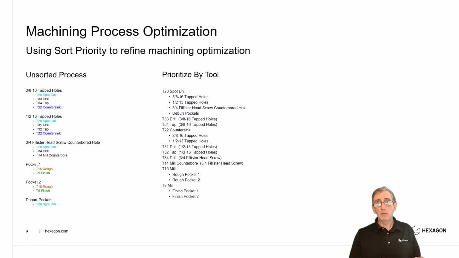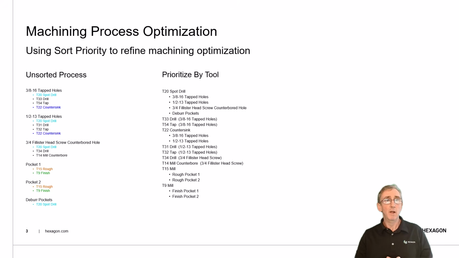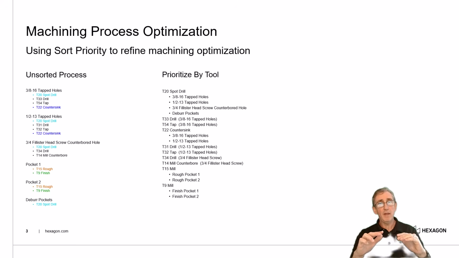Now, if we used optimize and did not have sort priority, what would happen? Well, starting at the top of the list and moving sequentially down the list, the first tool encountered is T20, the spot drill, with the 3/8-16 holes. And so that block of toolpath is placed at the top. And then when Edgecam sees a tool change, it pauses and looks where else T20 was used. The next instance of T20, that toolpath is now moved up, and so on and so on. And that would be the process order for tool 20.